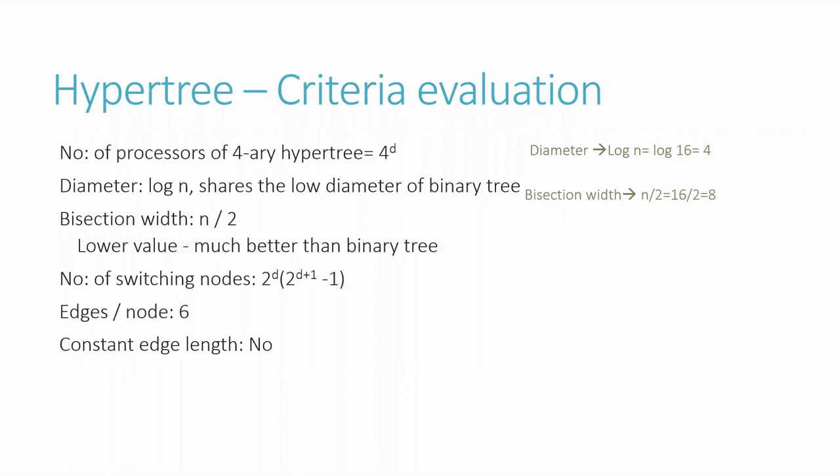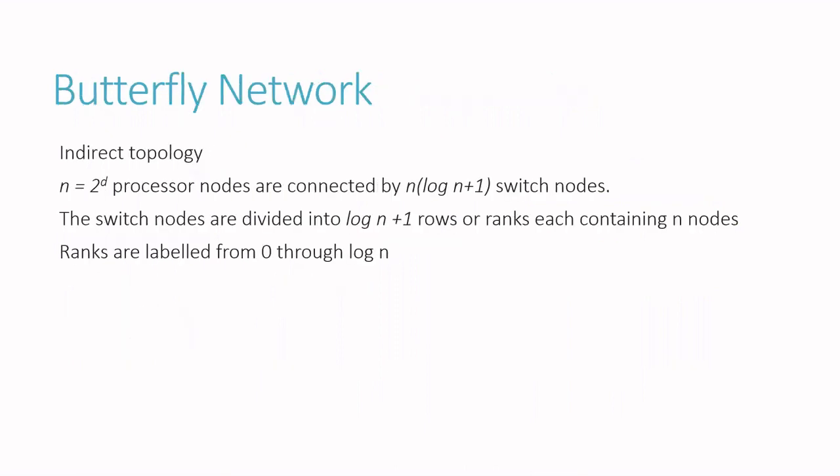Number of switching nodes is given as 2 raised to d into 2 raised to d plus 1 minus 1. Here d is 2. Now let's find out the number of switching nodes. 2 raised to d, 4 into 2 raised to 3, 8 minus 1, 4 into 7, 28 switching nodes are there. The number of edges per node is a max of 6. And we cannot guarantee the constant edge length as the network grows.